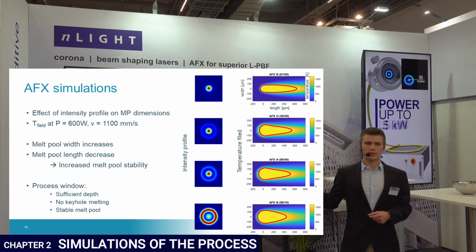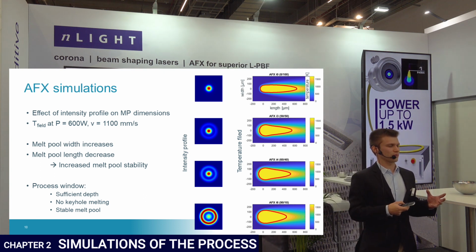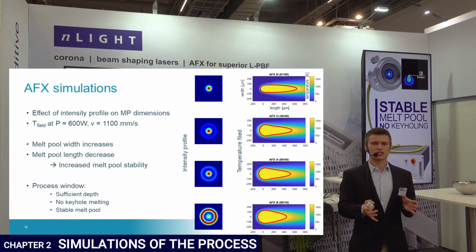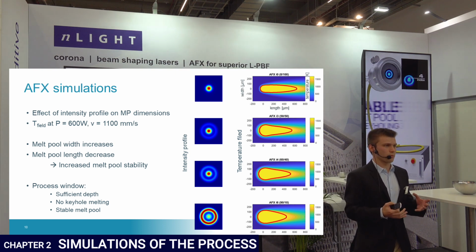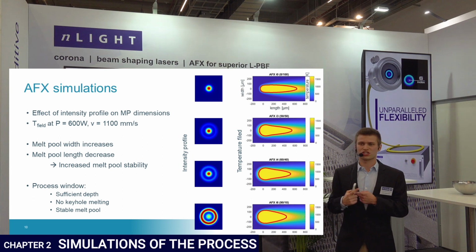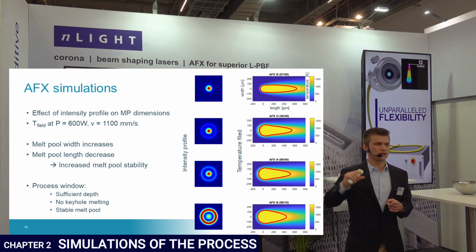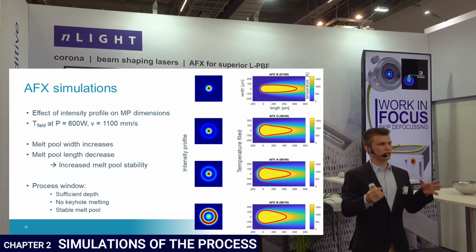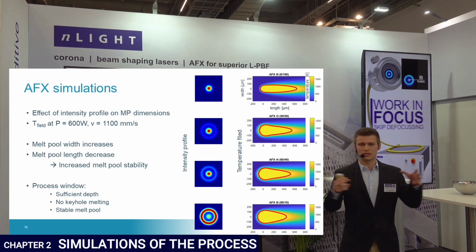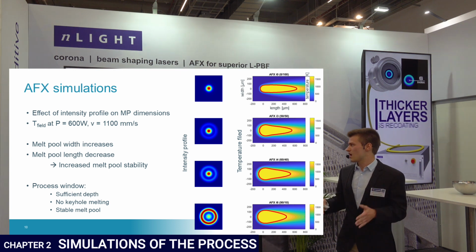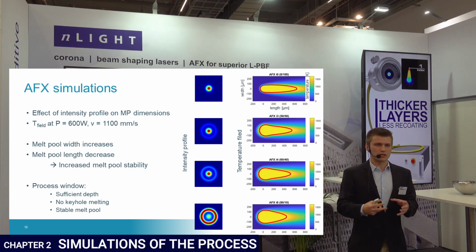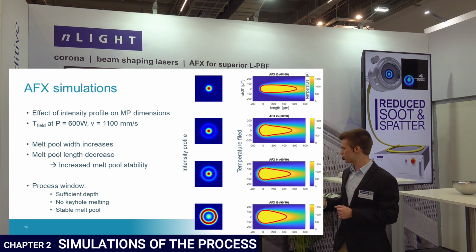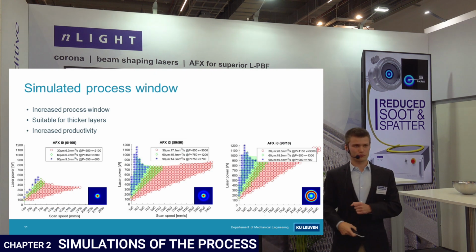Now that we have these melt pool dimensions, we can try to predict the process window in our system. To do so, we have to put some boundary conditions on what is a good melt pool dimension. So we want sufficient depth so that you can fully melt a single layer of powder. We don't want keyhole melting, so we put a limit to how deep the melt pool can be corresponding to its width. And we also want a stable melt pool, so we must limit the length the melt pool can have relative to its width. And then we can get these kinds of process windows.